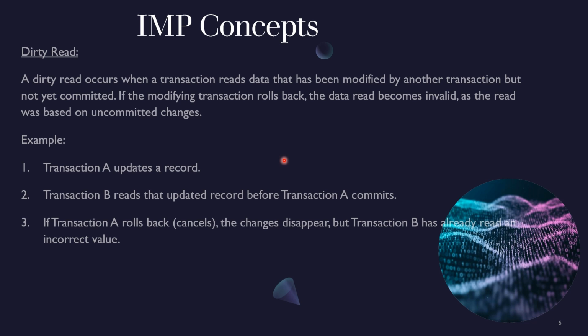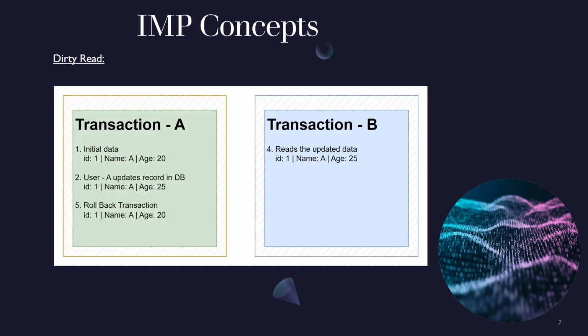For example, transaction A updates a record, transaction B reads that updated record before transaction A commits, and if transaction A rolls back due to some failure or cancels its transaction, then the data that was read by transaction B will be an incorrect value. To illustrate this concept, we'll look at this diagram.